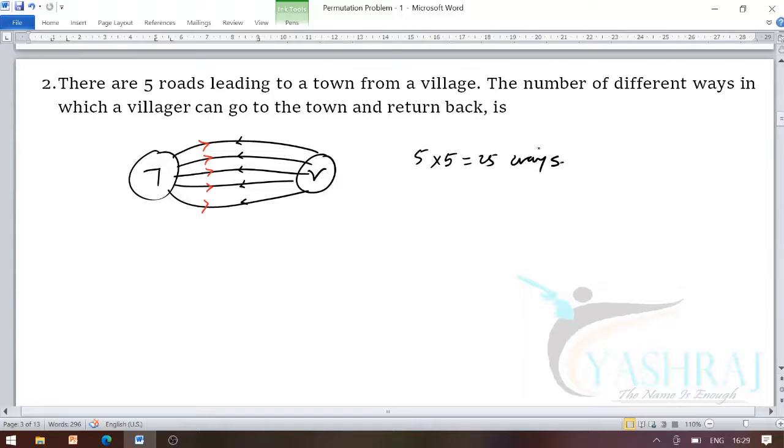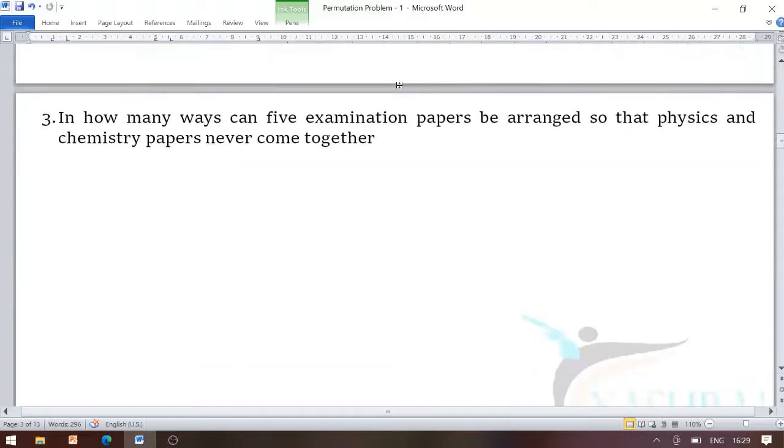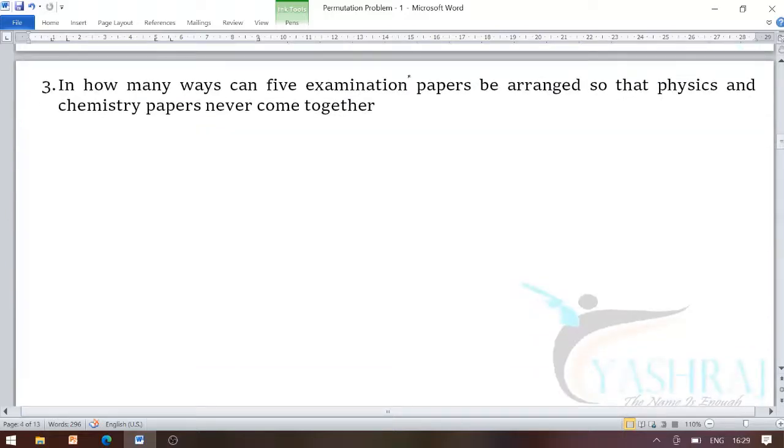Now look at the next question we are having. In how many ways can 5 examination papers be arranged so that physics and chemistry papers never come together? Firstly, we have to find out the total number of arrangements. It doesn't matter about physics and chemistry, how we have to arrange. So the total number of arrangements of 5 books is given by 5 factorial.